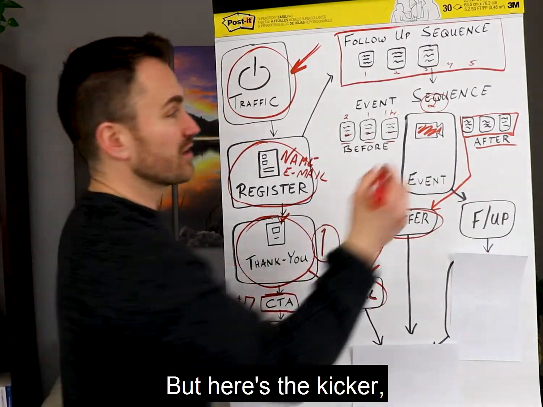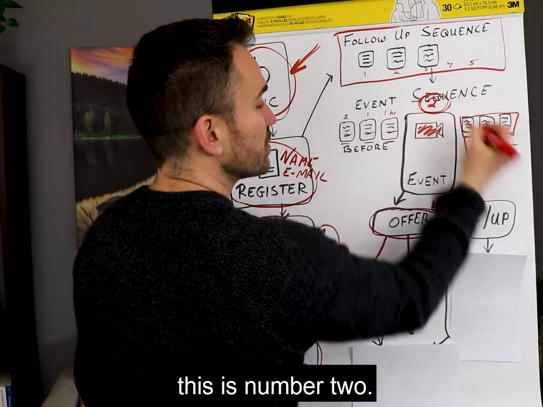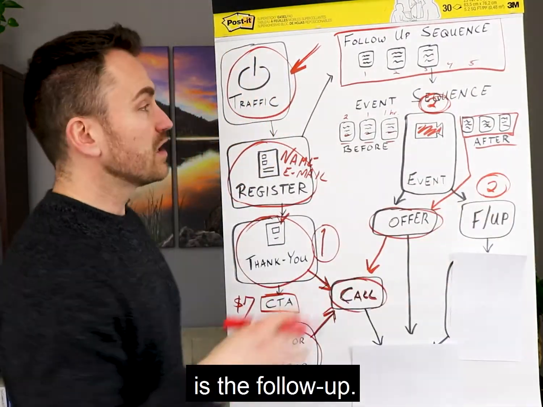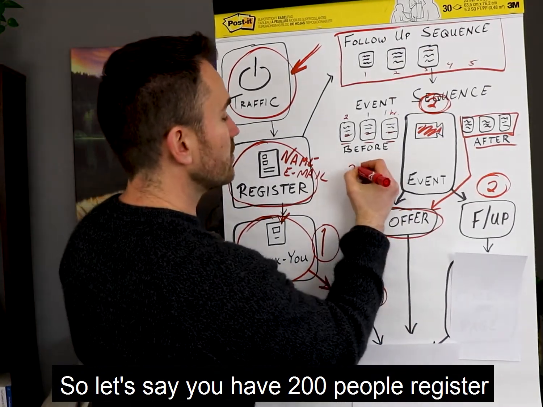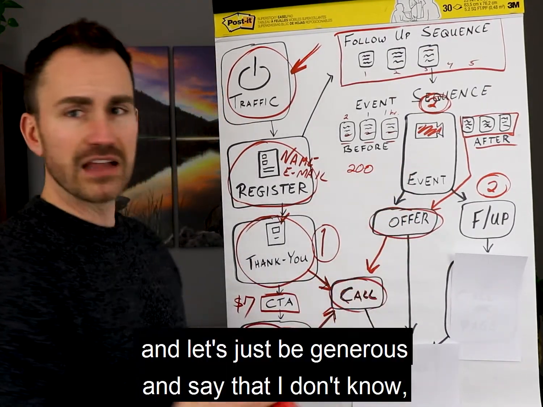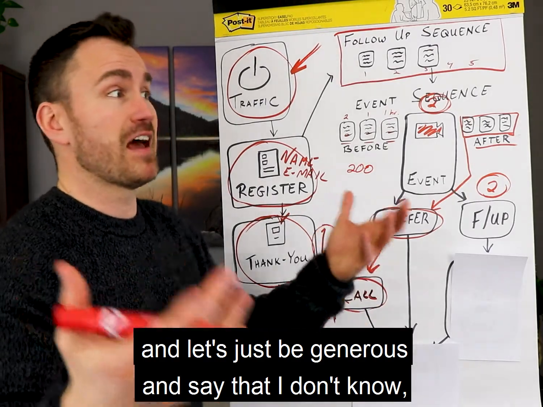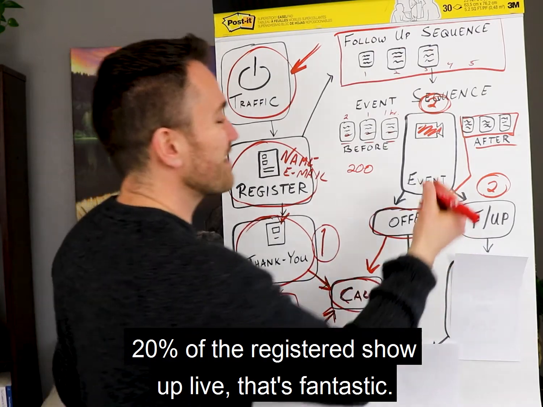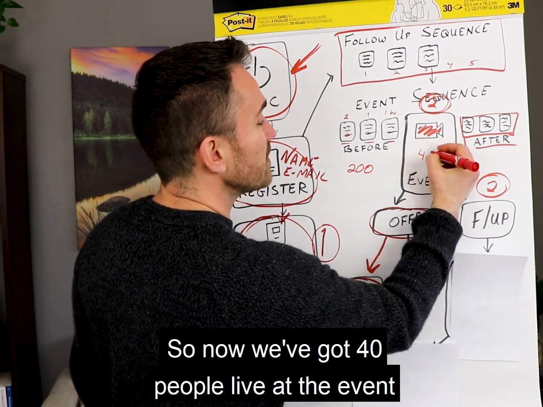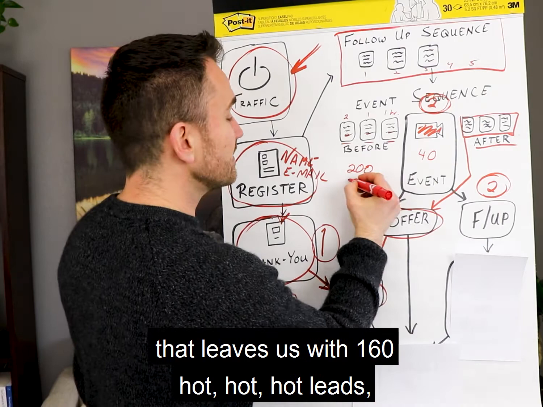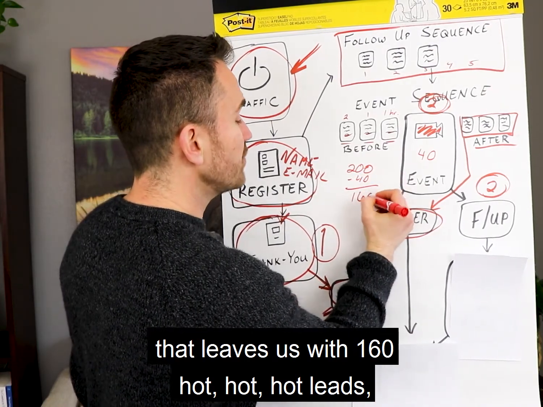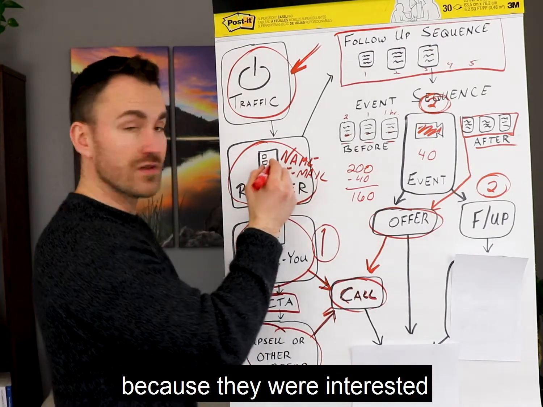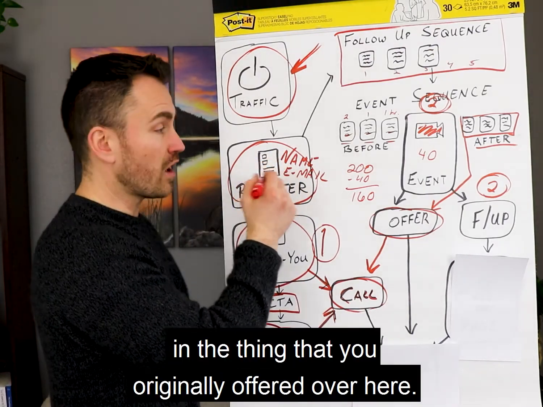But here's the kicker. This is part of number 2 where you might be leaving money on the table: the follow-up. So let's say you have 200 people register, and let's just be generous and say that 20% of them show up, which would be great, right? 20% of the registrants show up live. That's fantastic. So now we've got 40 people live at the event. That leaves us with 160 hot leads, because they were interested in the thing that you originally offered over here.